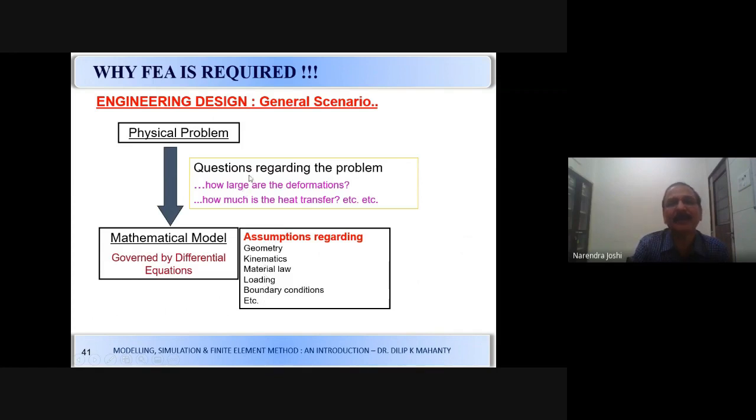Questions regarding the problem: how large are the deformations? How much is the heat transfer? Etc. So many things will be there from different perspectives. So the physical problem is brought down to a mathematical level, which is governed by a set of differential equations.